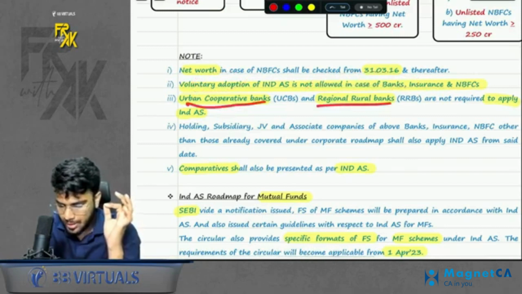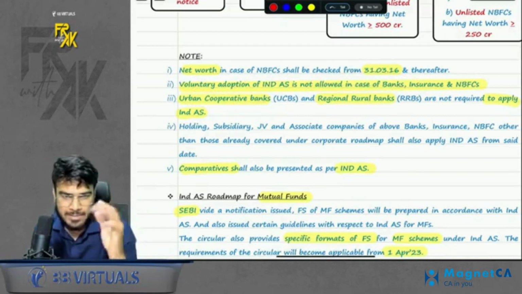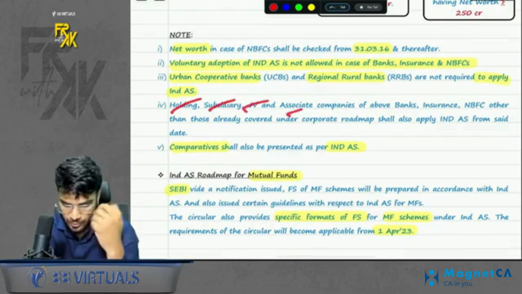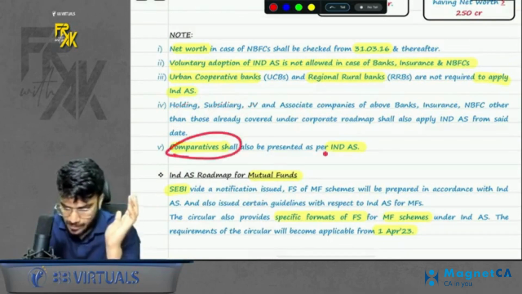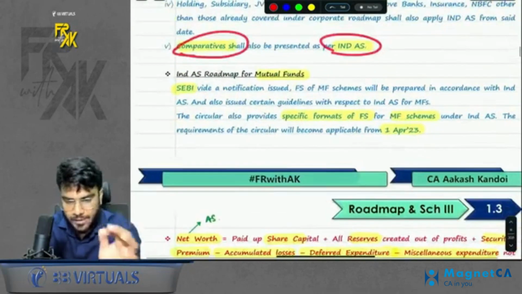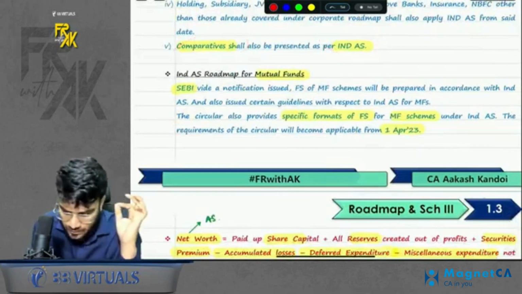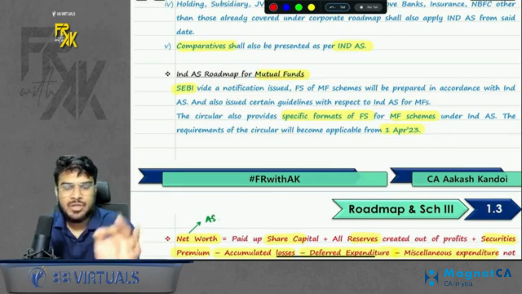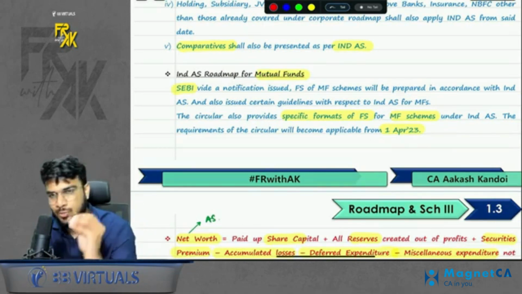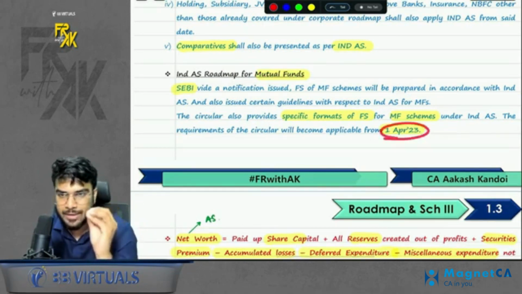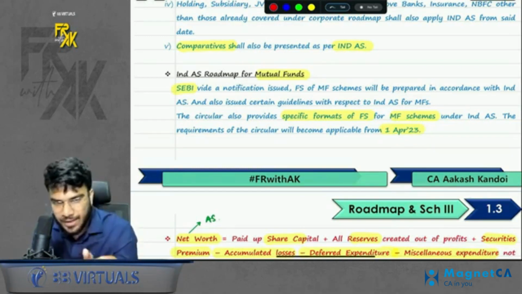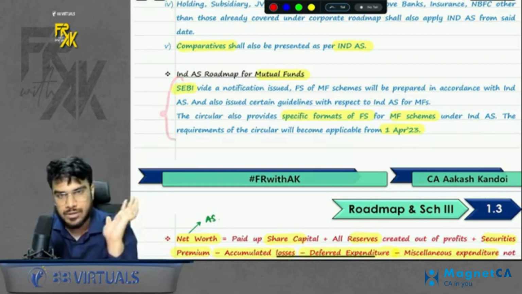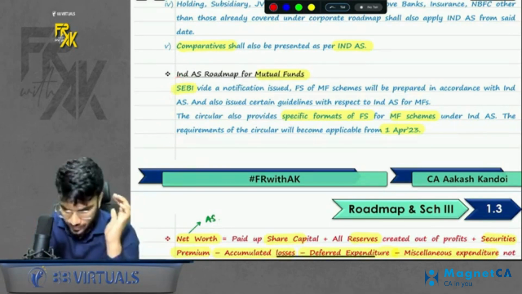Urban banks or rural banks need not apply Ind AS because those are very small banks. Also, if you are covered, your holding, subsidiary, joint venture and associate will also get covered. Also, comparatives shall be given as per Ind AS. Simple. One more category of company was discussed, which was mutual funds. If you are a mutual fund, SEBI via a notification has also applied Ind AS to mutual funds from 1st April 23. Formats have also been given, but the formats are not under your syllabus. You just need to know this information that it is also applicable to mutual funds.